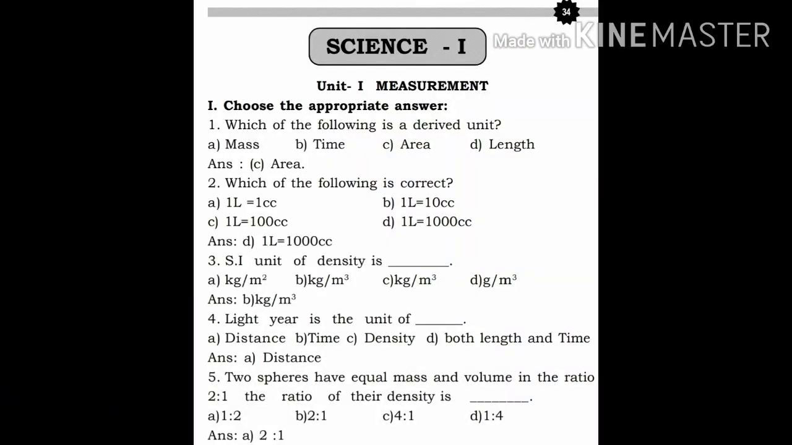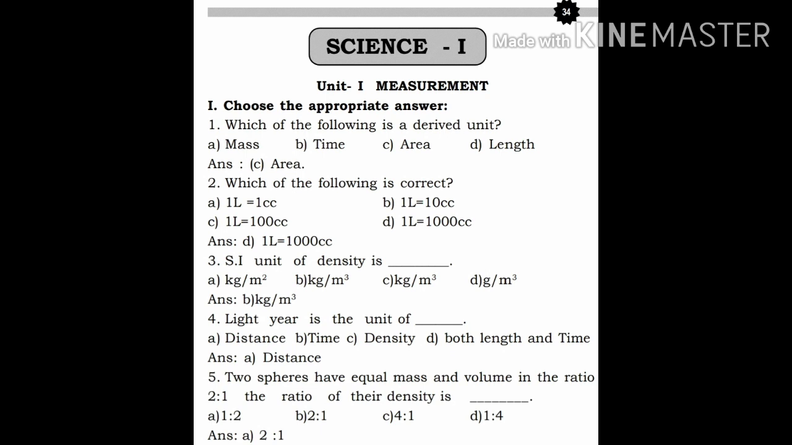Children, first we are going to revise. Choose the appropriate answer. First one, which of the following is a derived unit? Options are mass, time, area, length. Answer is area. Mass, time and length are fundamental physical quantities. Area is a derived unit. So which of the following is a derived unit? Area.